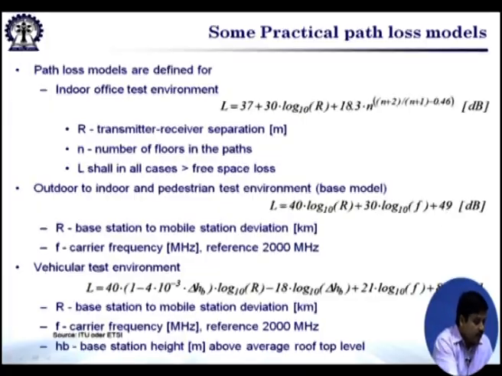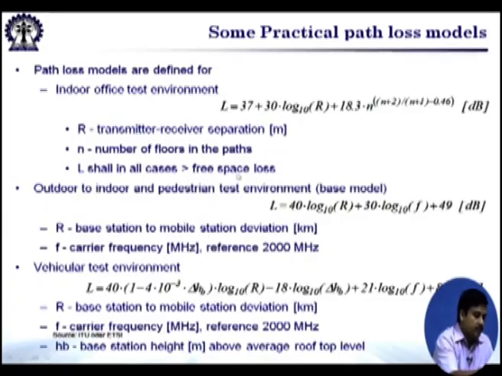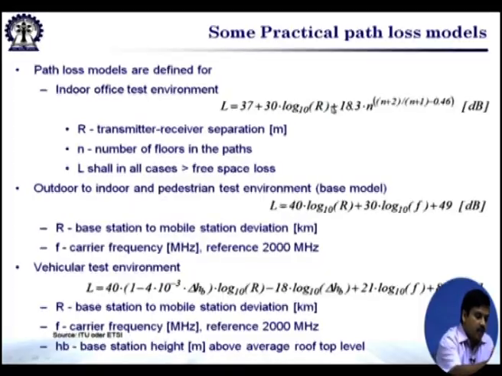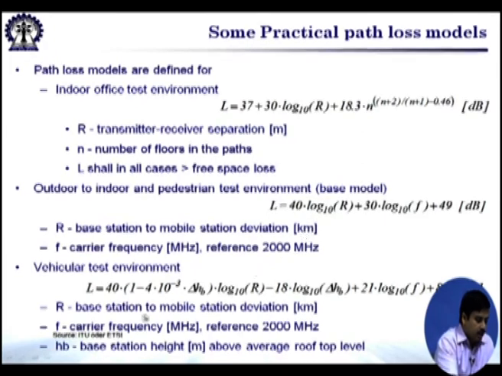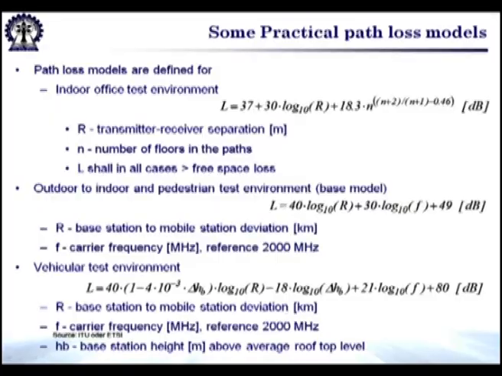If we go to the vehicular test environment, we also include the base station antenna height above the rooftop level and the frequency of operation. So, there are various different models, but what is common in all of these models is R, that means the separation distance between the transmitter and receiver. In this particular model R is in meters, in this particular model R is in kilometers, and so on. So, we have to be very careful with these models.